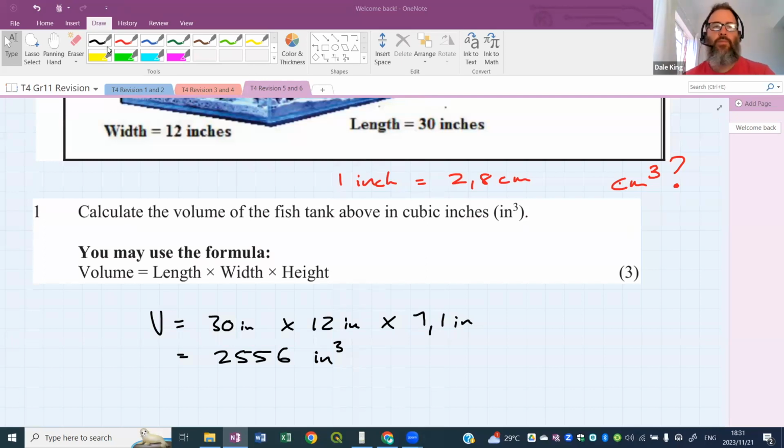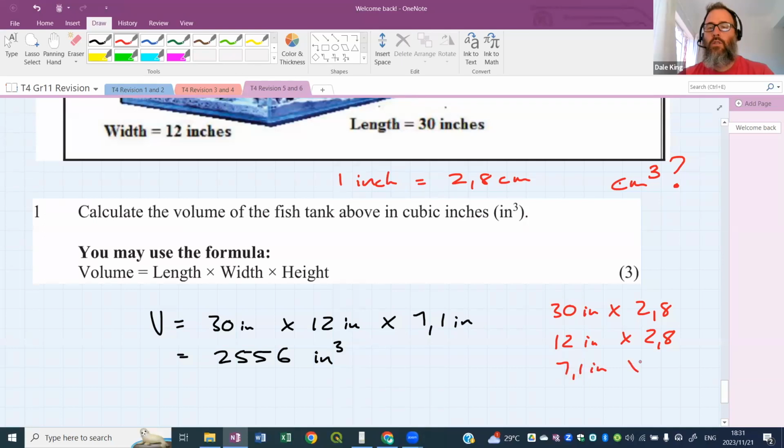First thing, sir, we are going to convert inches to centimeters. Yes. So you'll say 30 inches times 2.8, 12 inches times 2.8, and 7.1 inches times 2.8. Now, Tando, just hold on a second.